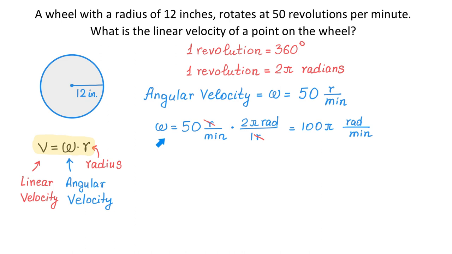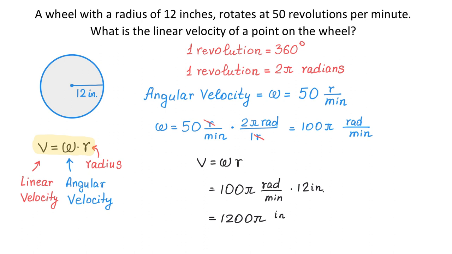Once we have the angular velocity expressed in radians per minute, we can use this formula to find the linear velocity. So, V equals omega times R. Then we will replace omega with 100 pi radians per minute and R with 12 inches. Then 100 pi times 12 is 1200 pi inches per minute.